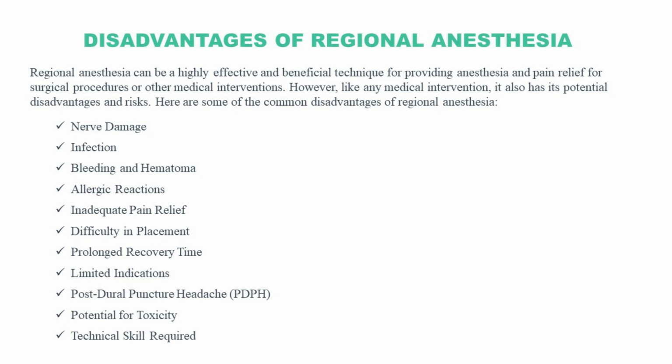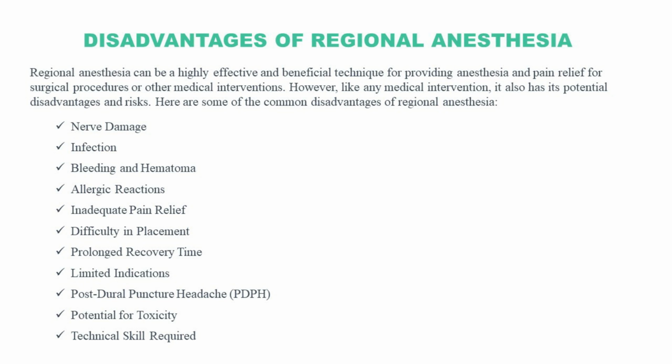3. Bleeding and hematoma. Hematomas, or collections of blood, can occur at the site of the injection. This can lead to pain, swelling, and, in severe cases, may require surgical intervention to drain the hematoma. 4. Allergic reactions. While rare, allergic reactions to local anesthetics or other medications used in regional anesthesia can occur. These reactions can range from mild skin irritation to severe anaphylactic shock, which is a life-threatening emergency.